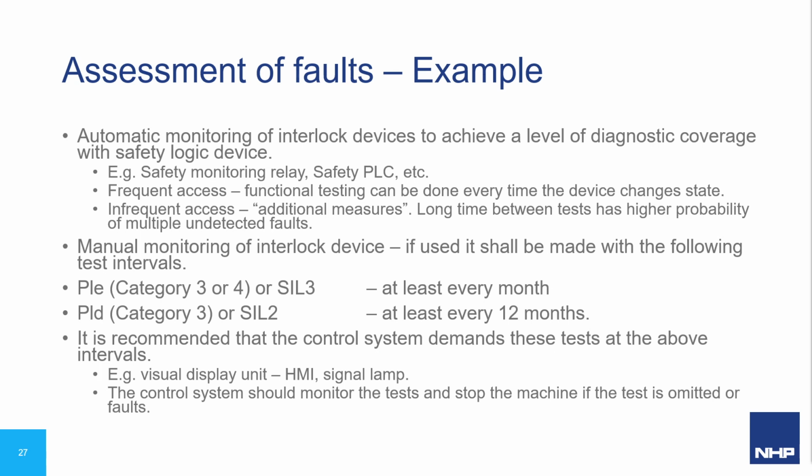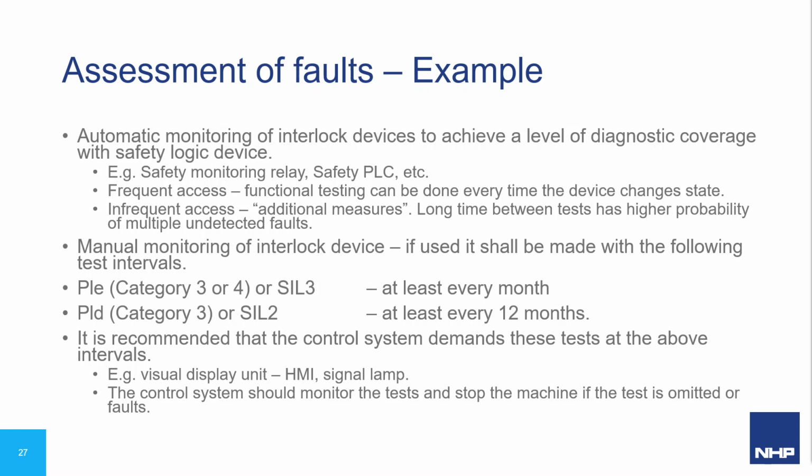There also may be a requirement for some level of automatic monitoring of the interlock switches to provide some level of diagnostics. In the event that the switch fails, the safety control system needs to know about it and perform accordingly to bring the system to a safe state, but also to alert the operator of a fault. This can be done using safety monitoring relays or safety PLCs. The level of diagnostics required depends on the frequency of access through the guard.